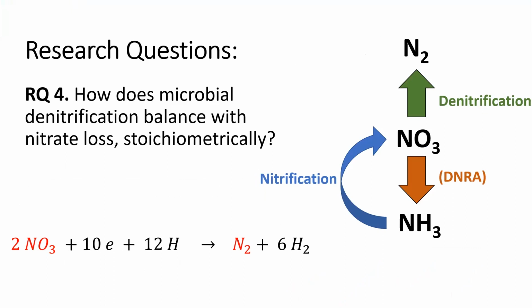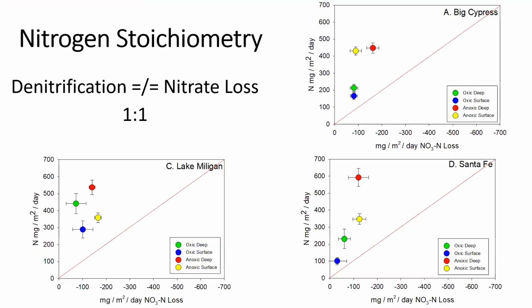Going into this, I had assumed that this was going to be a fairly straightforward relationship in which 2 nitrate would be introduced, and ultimately 1 dinitrogen gas was going to be output. In essence, a 1-to-1 relationship. What we saw in practice, though, was not this 1-to-1 relationship, which I had assumed would occur. In fact, we see much more denitrification taking place than we do in observing nitrate loss.